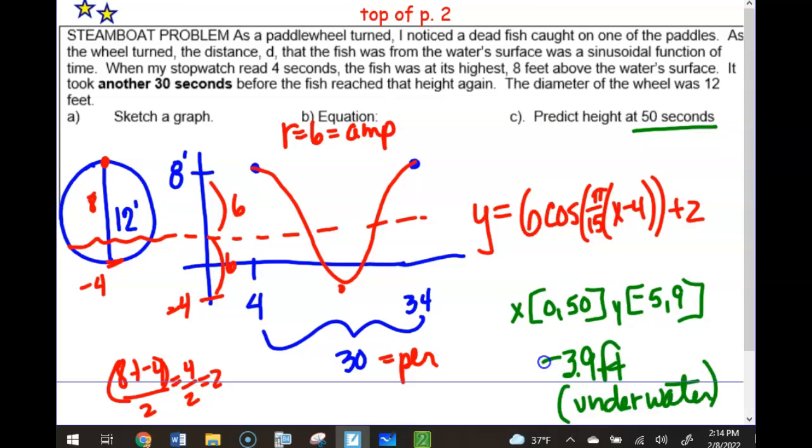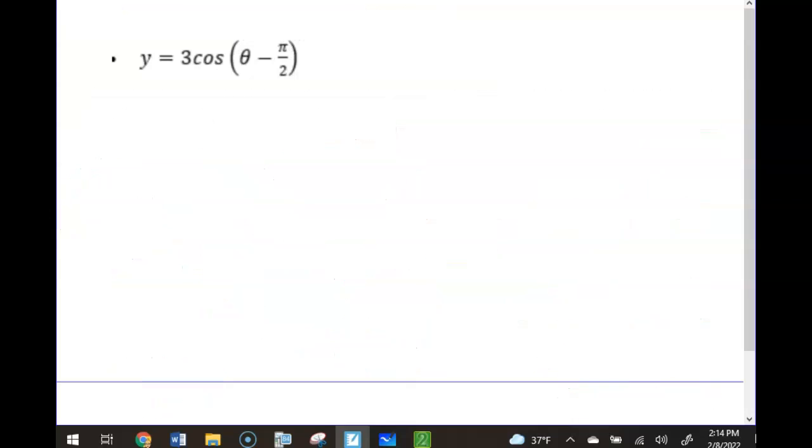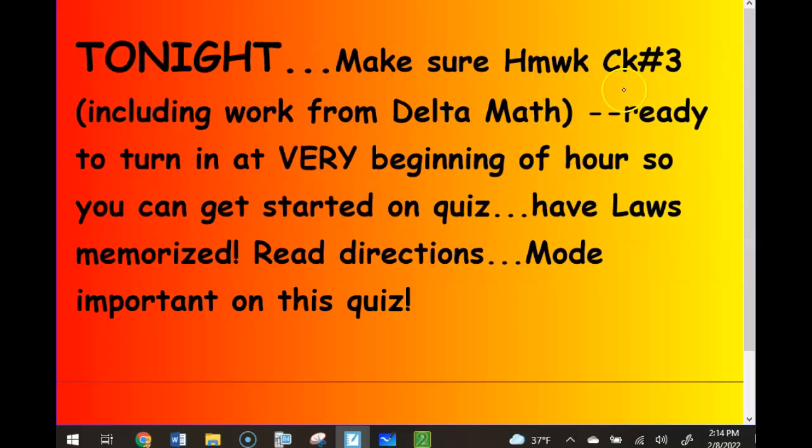Okay. Right here, quickly. Make sure you have homework check 3 ready to turn in tomorrow. That includes the work from the Delta Math on law of sines and cosines. Some of you accidentally stapled that into your last homework check, so find it. You also need to have law of sines, cosines, and tangent, graph.